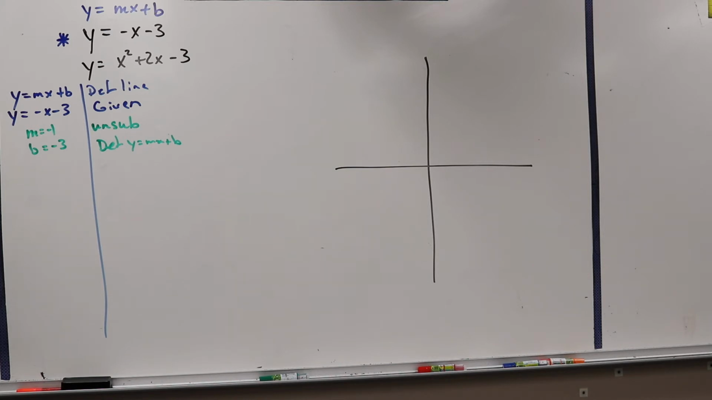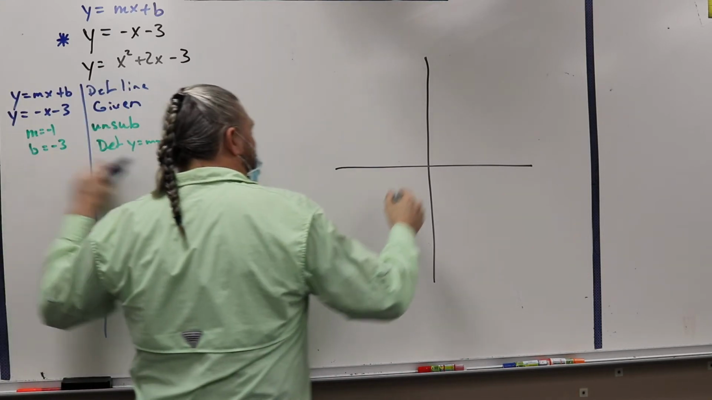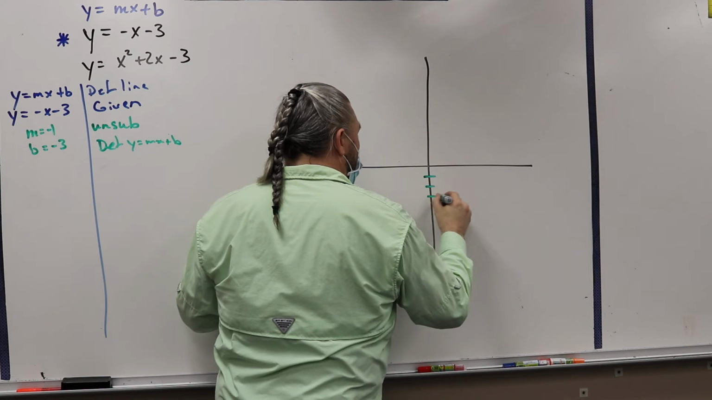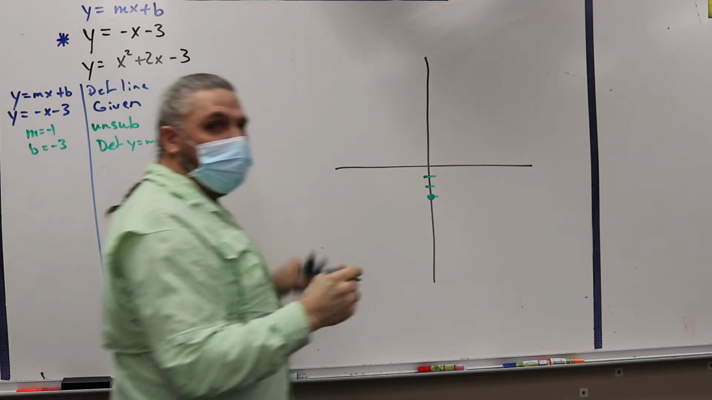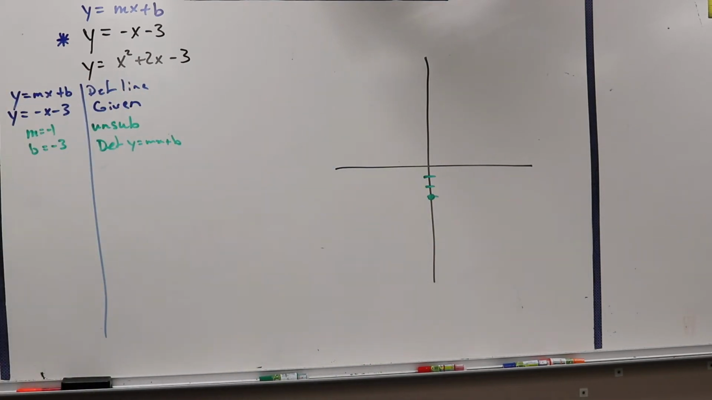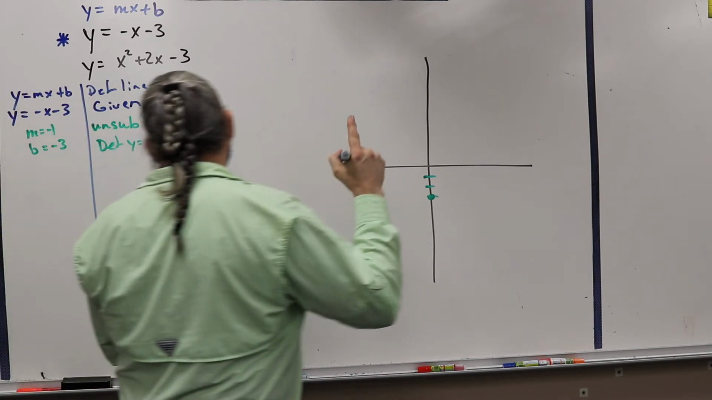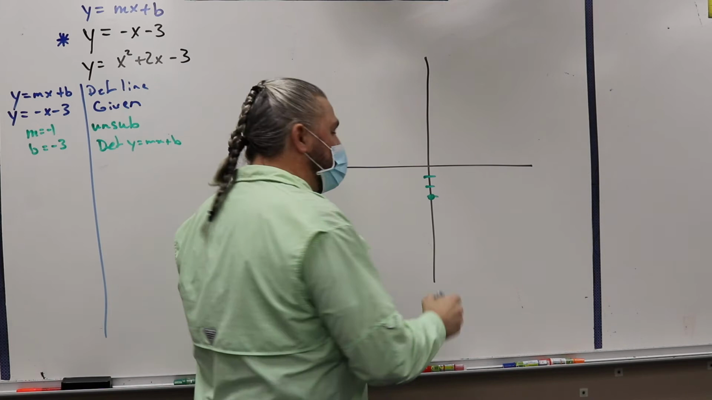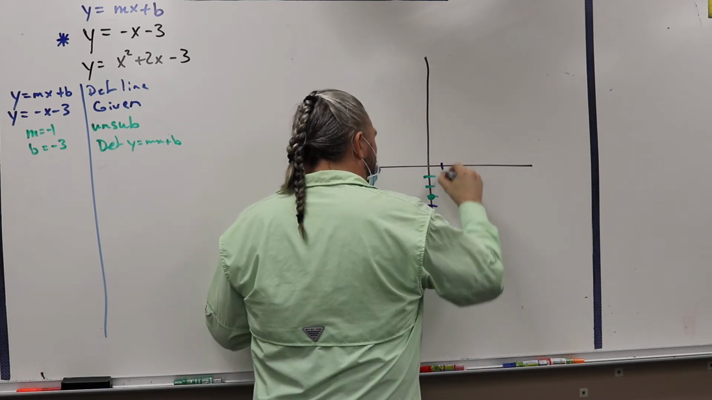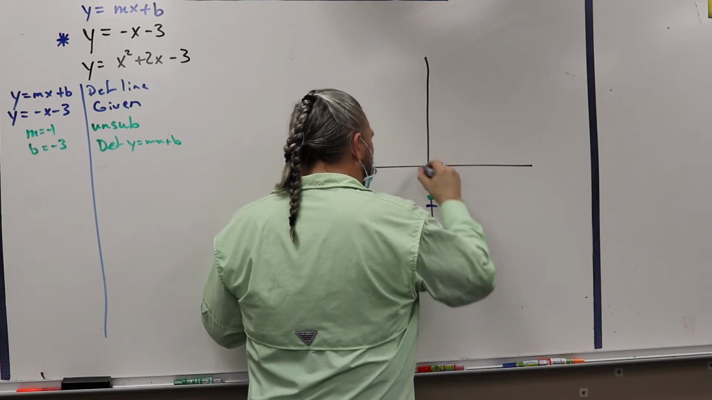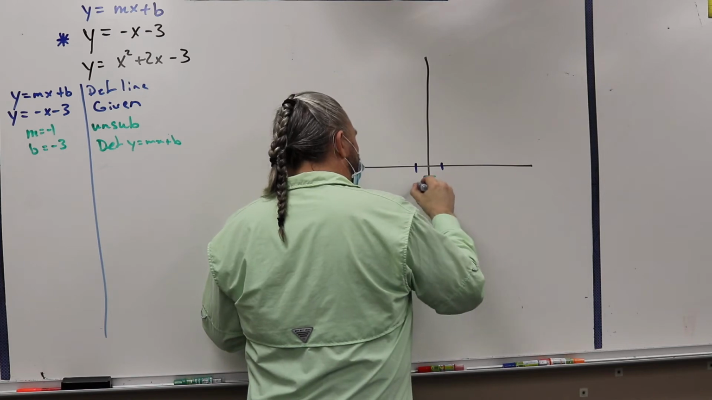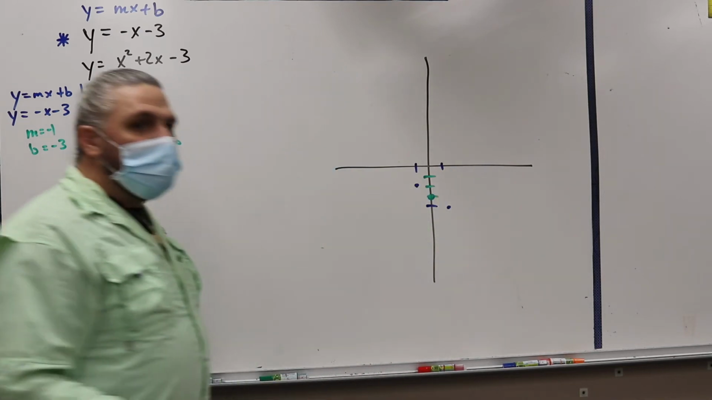And now I can graph it. I graph it at negative 3. Except I'm going to graph it in blue. And so m is negative 1. What's that mean? Down 1, right 1, right? Or up 1, left 1, right?